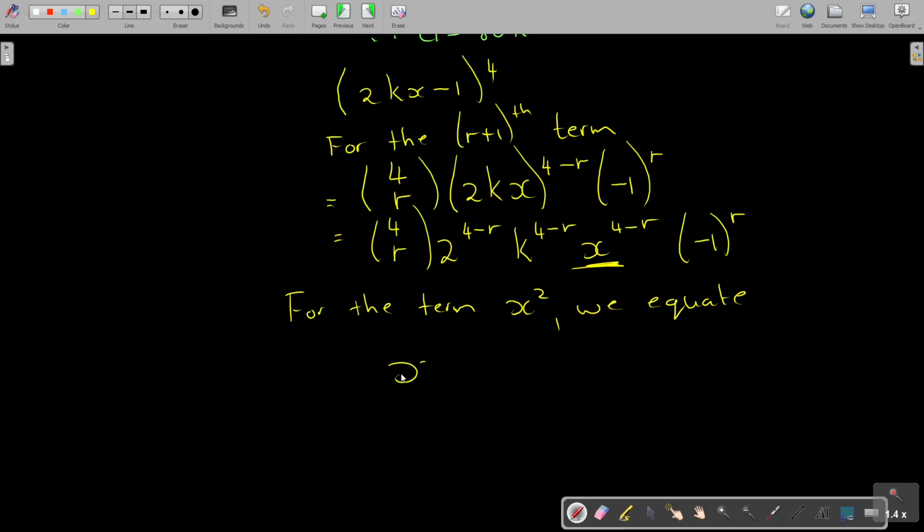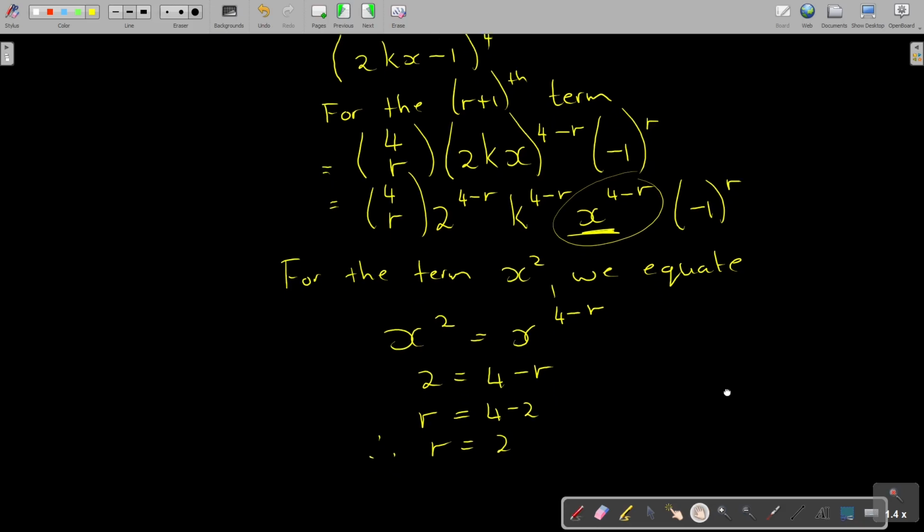So it's going to be x², and I'm working with that, x⁴ minus r. So 2 equals 4 minus r. So r is equal to 4 minus 2. So the value of r will be equal to 2. Okay, but now I must get that term.